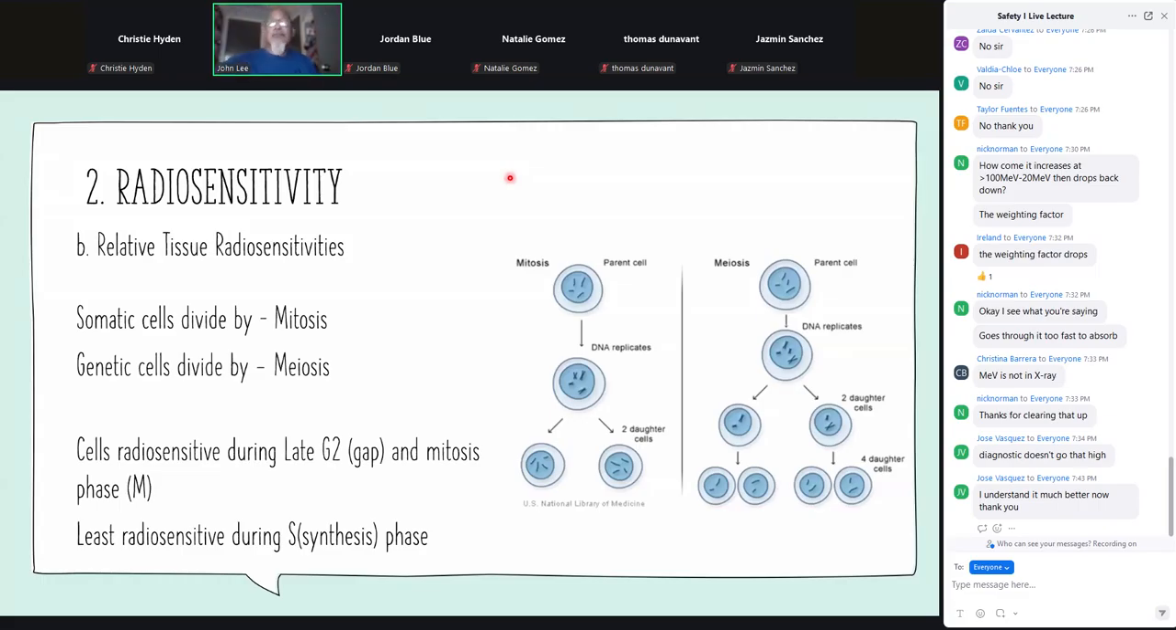Now, remember, as far as reproduction goes, somatic cells, these are all of the cells in the body with the exception of ova and sperm. They divide by mitosis. Ova, sperm, once they've combined, they divide by meiosis. Cells are radiosensitive during the late G2 gap and the mitosis M phase. They're least radiosensitive during the synthesis phase. And we go back into your radiobiology book to see when those occur.